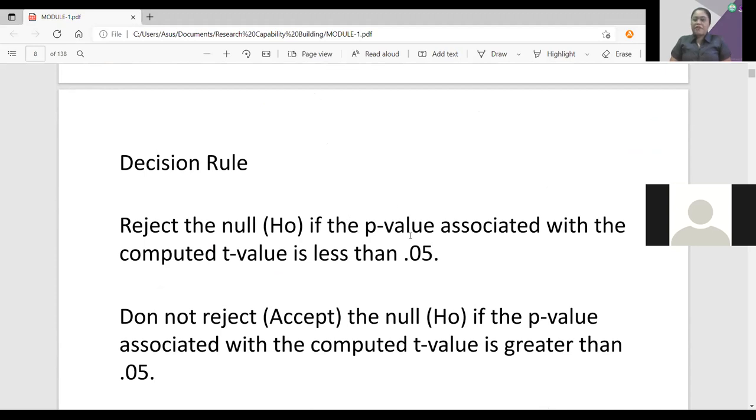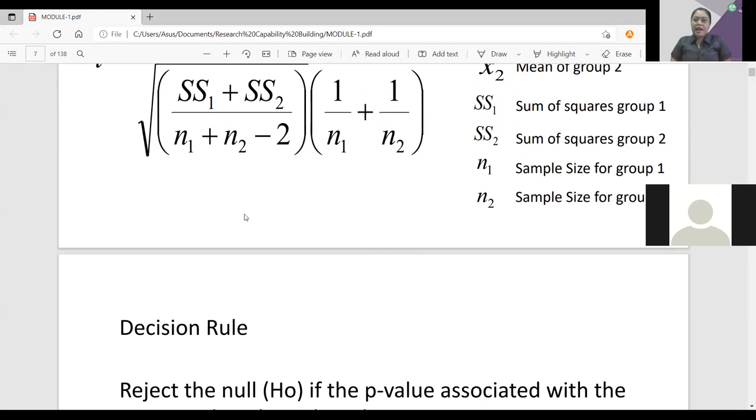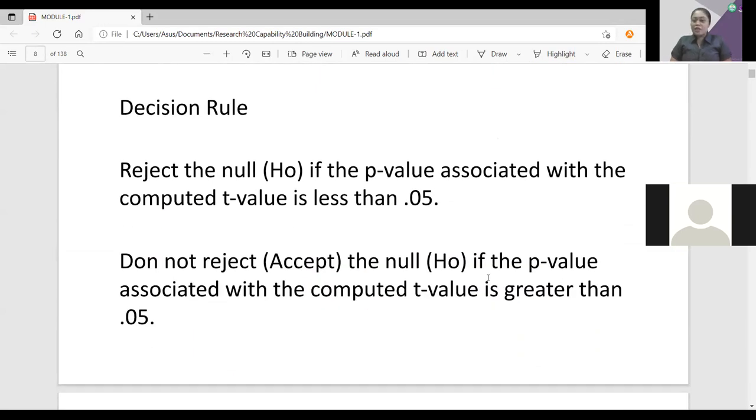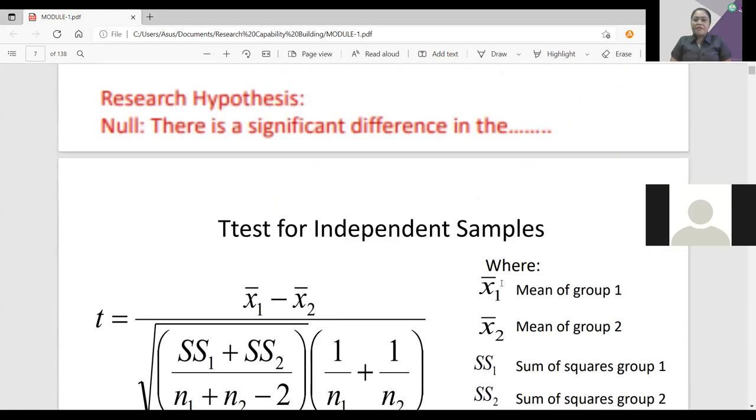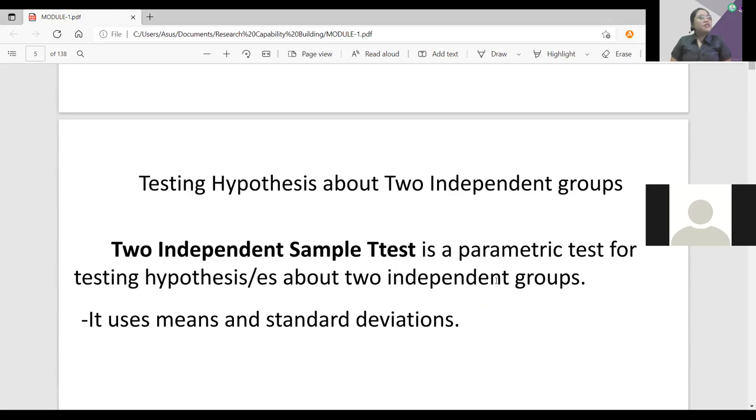So do not forget, ha, if the p-value is less than 0.05, you have to reject your null hypothesis. Because that means that there is a significant difference between the two groups. Otherwise, if the p-value is greater than 0.05, that's the time you accept your null hypothesis. There is no significant difference between the two groups being compared. The most important of all, after using the software, you just look at the p-values. Okay? What else do you need to know?